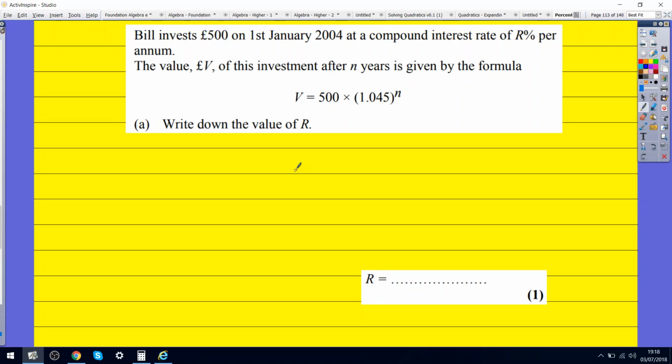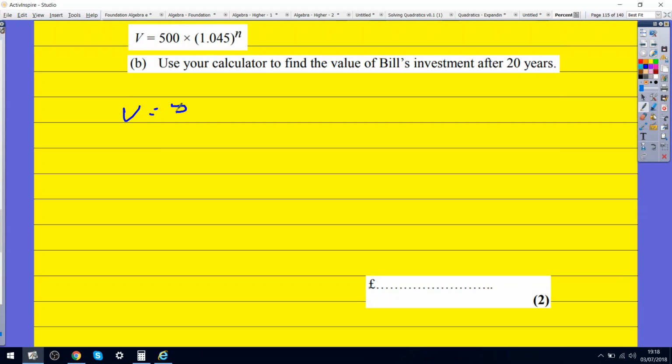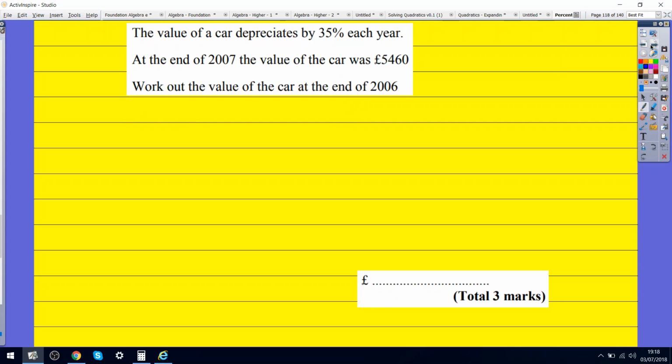How would you do this? Yeah, so 3 equals 500 times 1.045 to the power of 20. So that would be 1.045 to the power of 20. So that gives us £1,205 and 86p. That's it. How about this one?